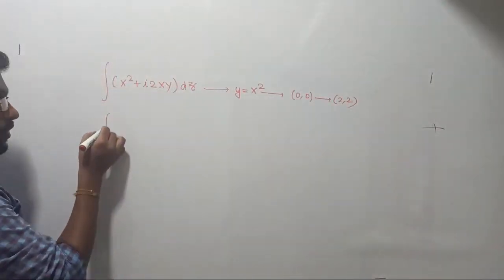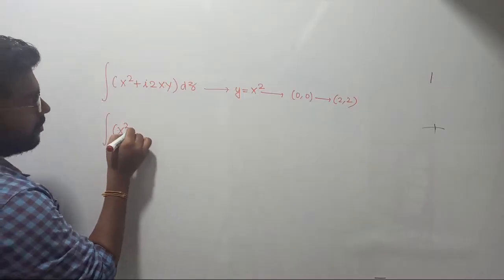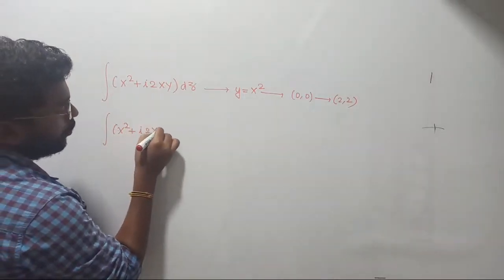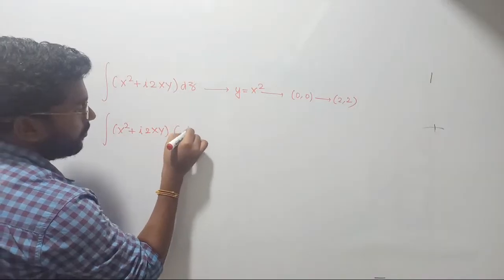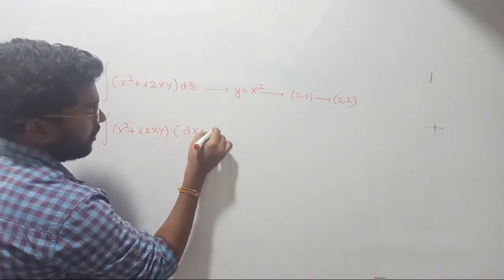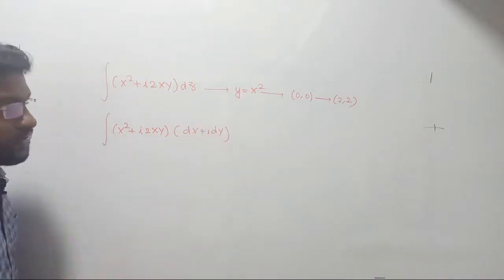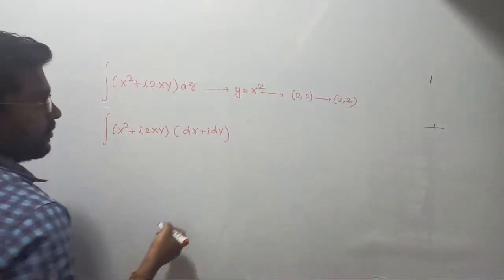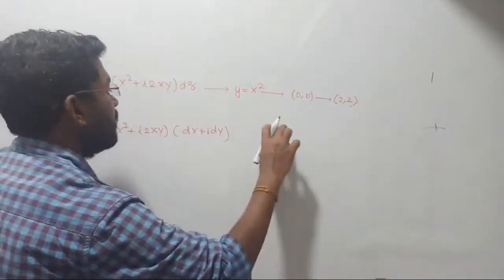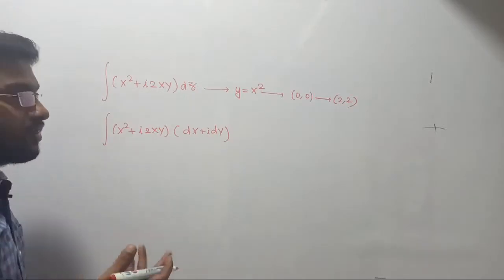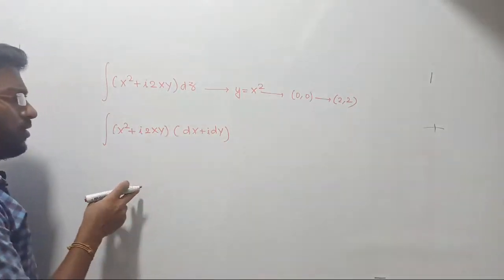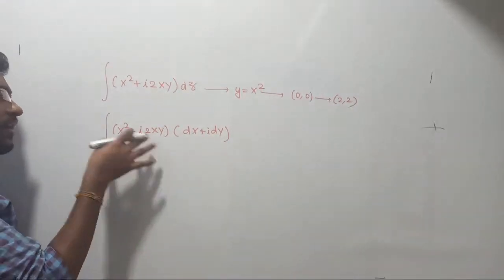Step number 1, write the function as it is: x square plus I into 2xy into dz, where dz can be replaced by dx plus I into dy. That is the first step. Second step, we have to write the whole expression in terms of x or y. It's up to you. Let me write it; I'm just habituating you. I'm writing it in terms of x.